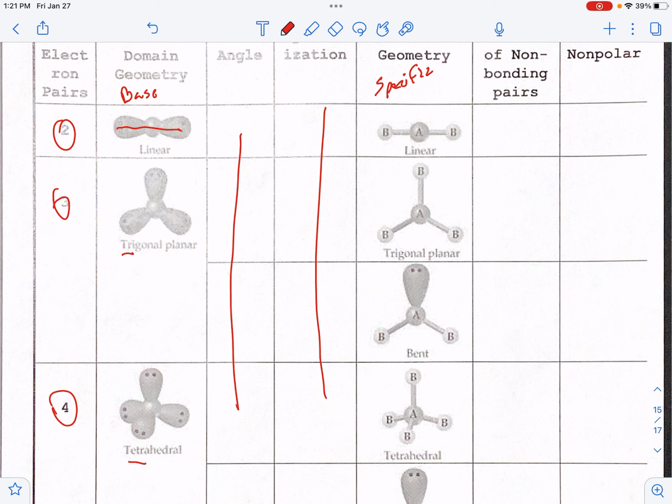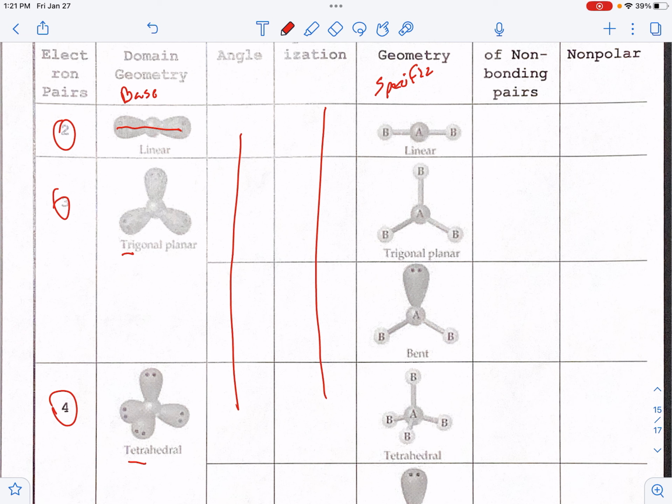So as far as the other 2 boxes go, number of non-bonding pairs just means if there's anything left over. So like linear, there's nothing left over here, so that'd be 0. Trigonal planar would be 0. Now this right here, this is basically what we're talking about. That's a leftover pair, so that means it's 1. This would be 0, this would be 1, this would be 2, it'd be 0, 1, 2, 3, 0, 1, 2. Okay, and this last box is polarity.